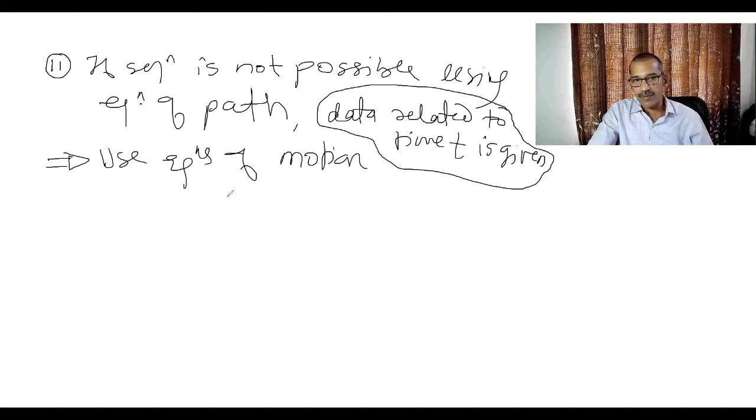What are the equations of motion? x equal to u0x into t, Vy equal to u0y minus gt, Vy square equal to u0y square minus 2gy, and y equal to u0y t minus half g t square.